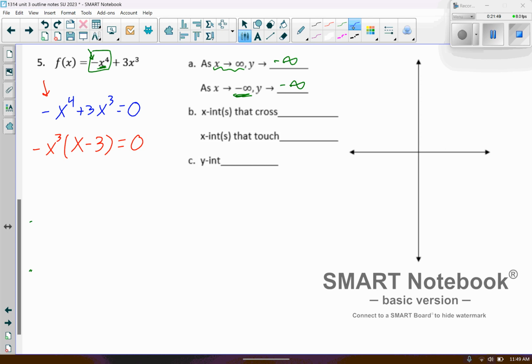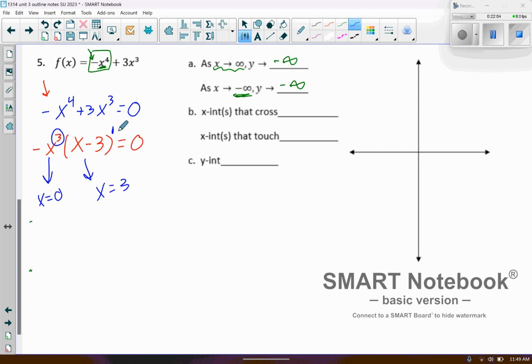And so let's see. So this is going to be different. We haven't had this happen yet. So I have a solution at 0 with a multiplicity of 3. And then I have positive 3 as a solution with a multiplicity of 1.